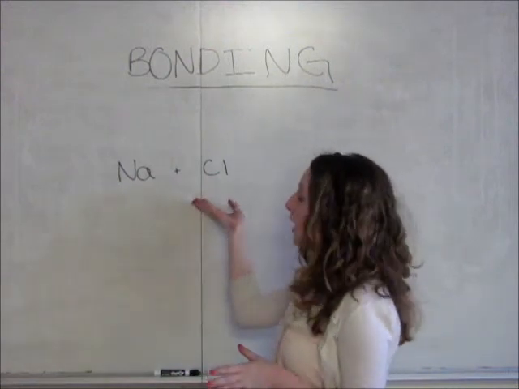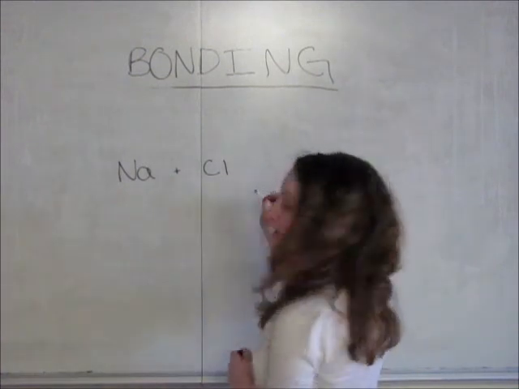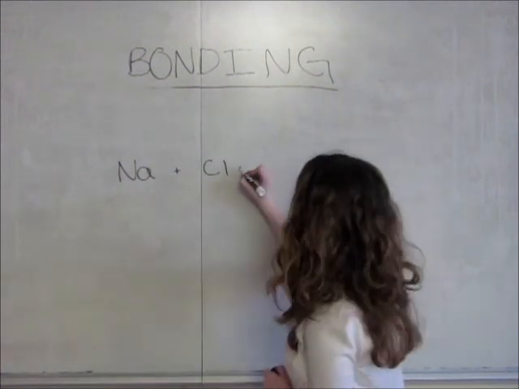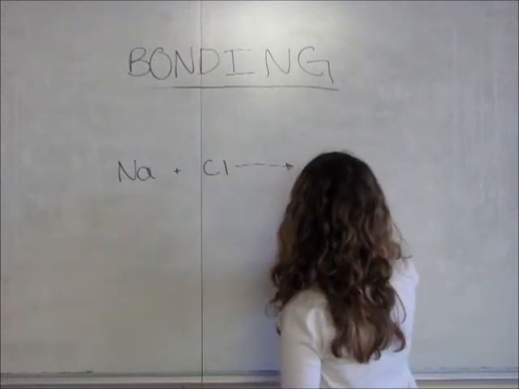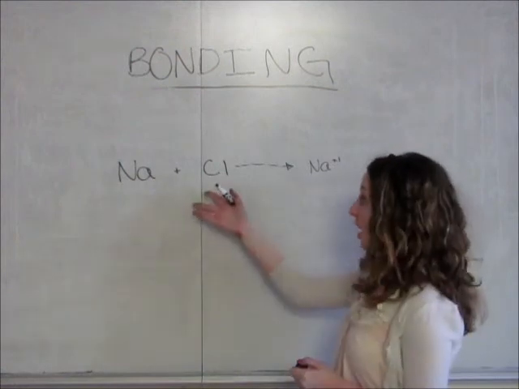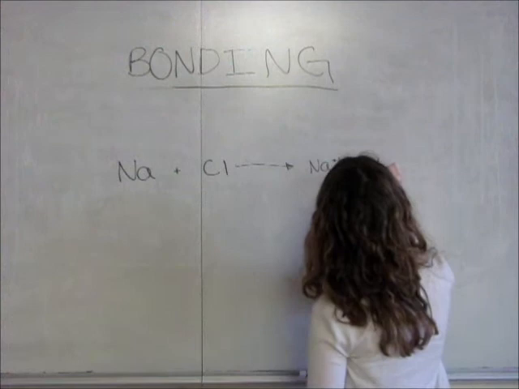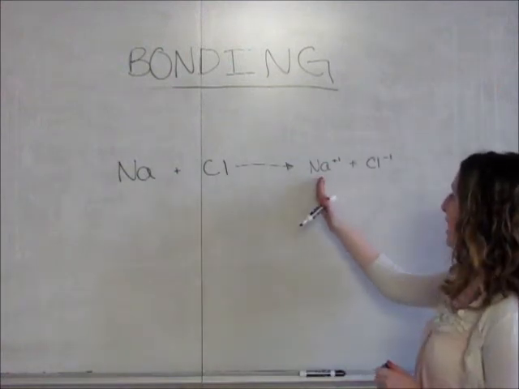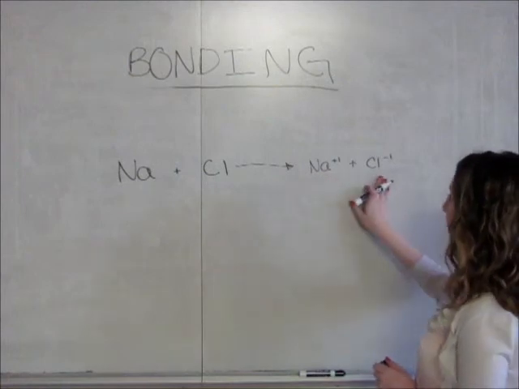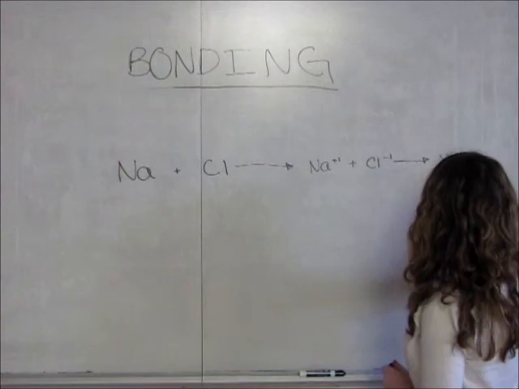This is an example of an ionic bond, Na plus Cl. Na is a metal, so it loses an electron and gains a positive 1 charge, Na+1. Whereas Cl is a nonmetal, so it gains an electron and gets a negative 1 charge. They both become stable because Na loses 1 and Cl gets 1. They form the bond NaCl.